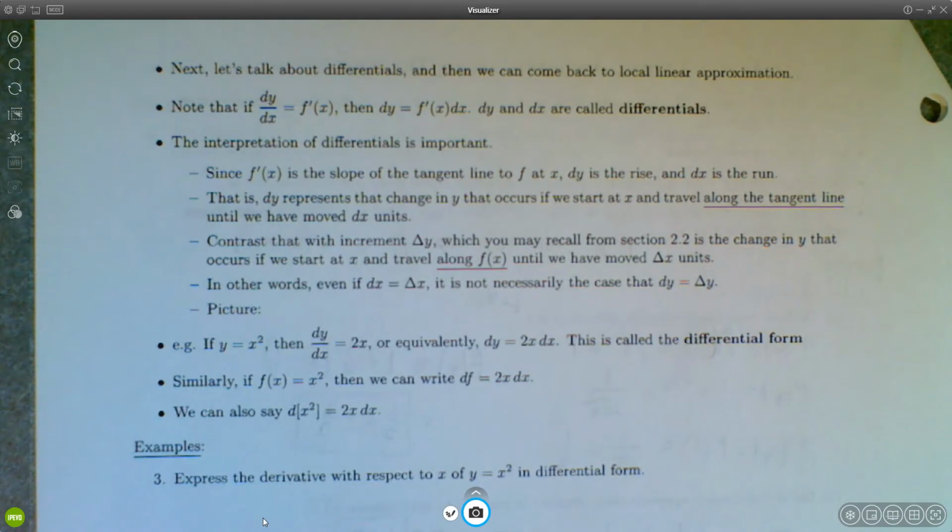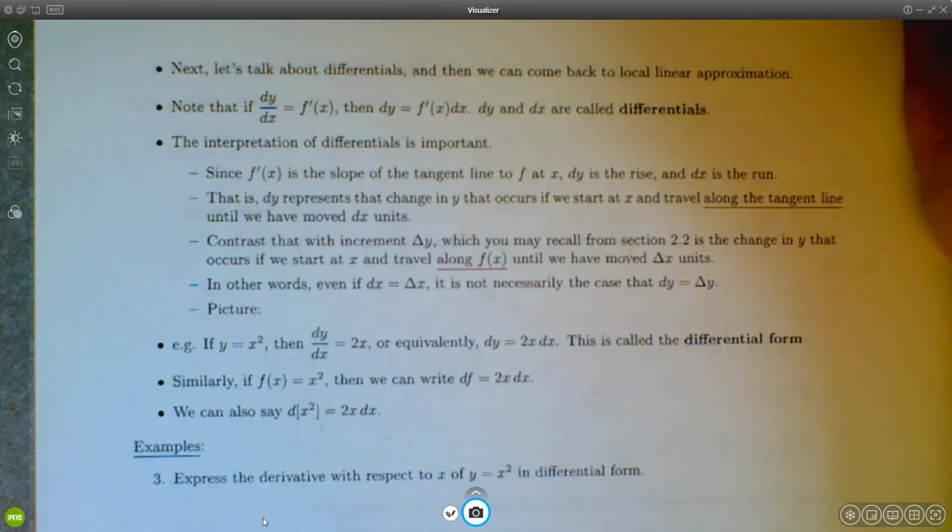Okay. So next we're going to talk about differentials, and then we'll come back to local linear approximation a little bit.